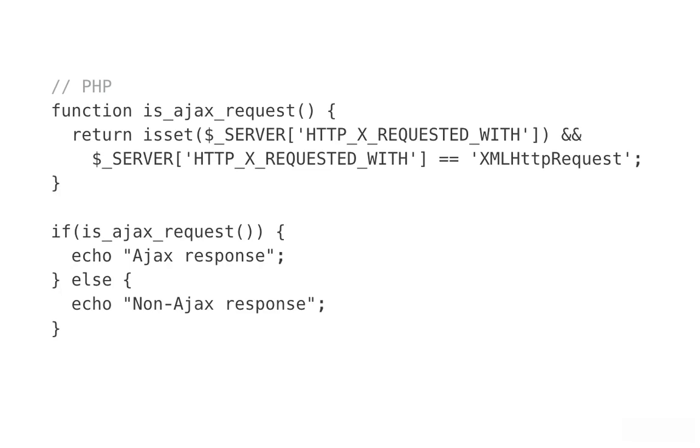To recap, regular and Ajax requests look the same to the server, but we can add data to the request headers of our Ajax requests so that then our PHP code can tell the difference.